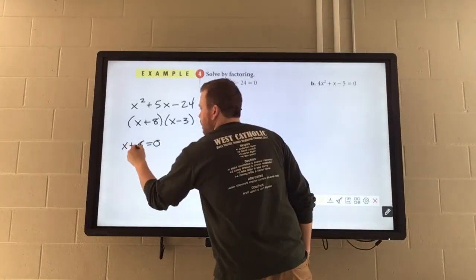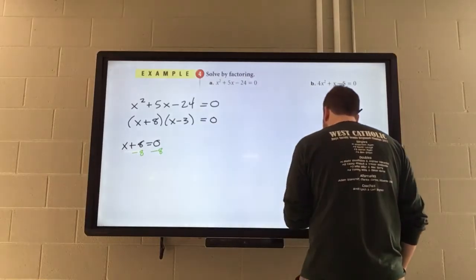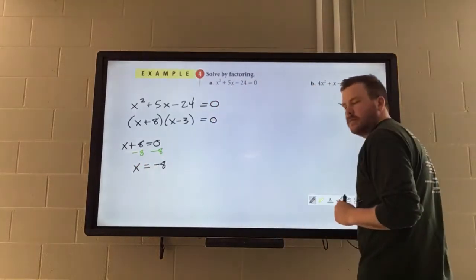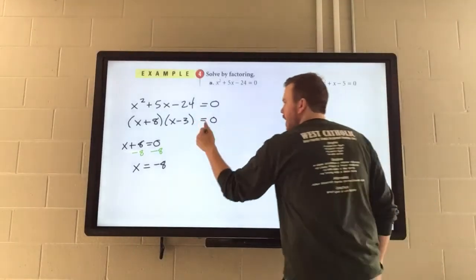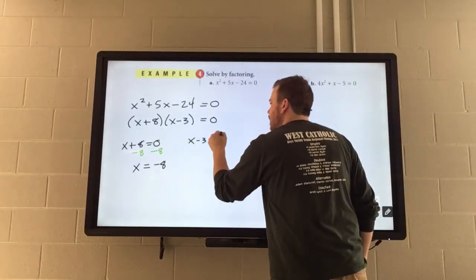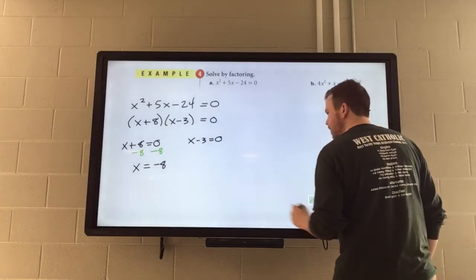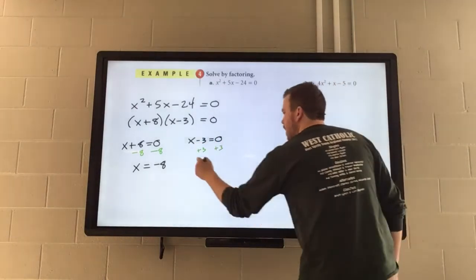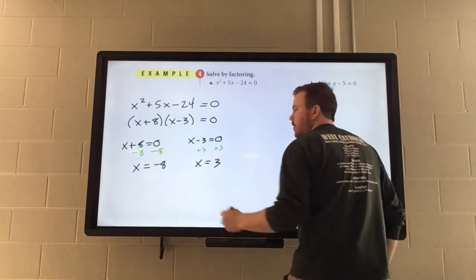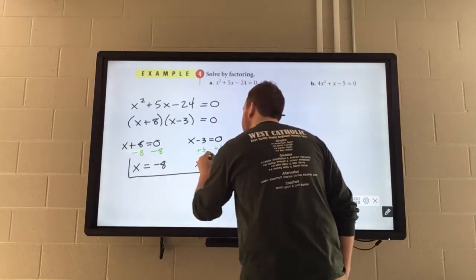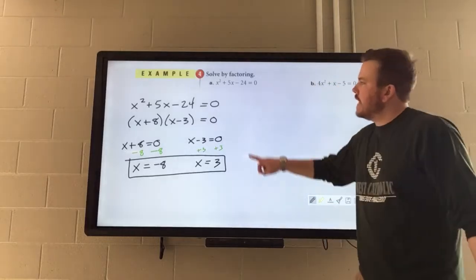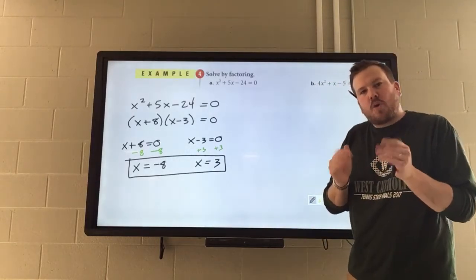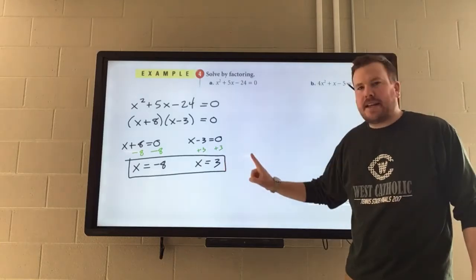Subtract 8 from both sides. x equals negative 8. I then set my other factor equal to 0. x minus 3 equals 0. Add 3 to both sides. x is equal to 3. So my zeros are x is equal to negative 8 and x is equal to 3. If you were to graph that on Desmos, you would see that the parabola crosses the x-axis at negative 8 and 3.